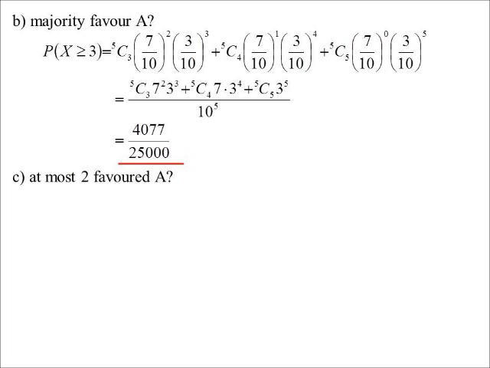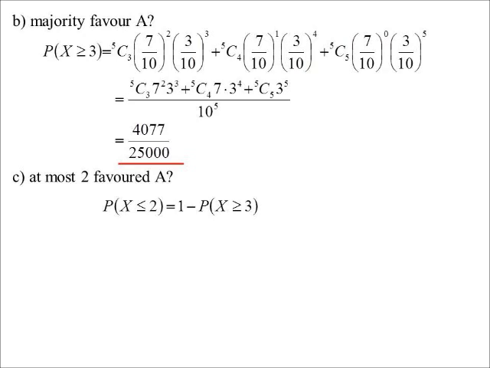Okay, at most 2 favoured A. So don't forget our basic probability theory, complementary events. We've just worked out majority favour A. Well, what's the other possibility? If it's not the majority favouring A, then at most 2 favoured A.